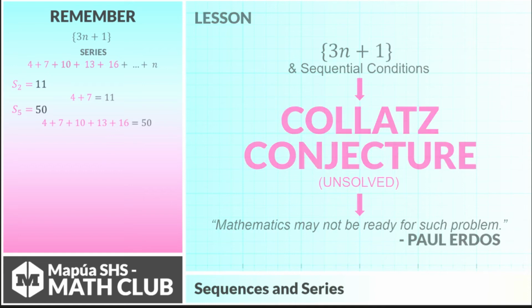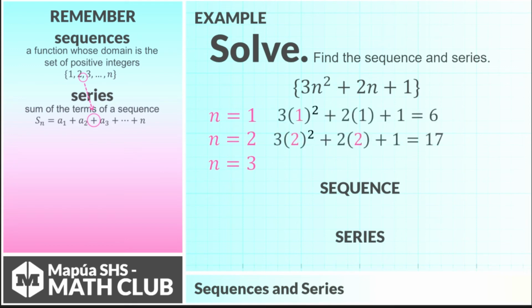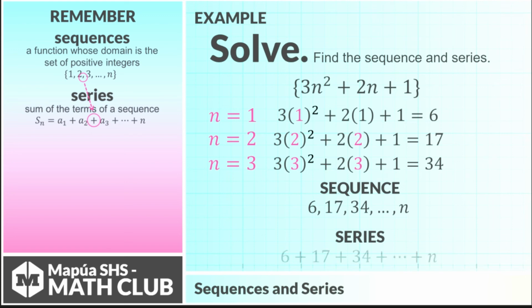Going back to our main topic, let us now try to solve the series and sequence of the expression 3n squared plus 3n plus 1. Like what we've done earlier, we just have to substitute 1, 2, and 3 to n, and we'll get 6, 17, and 34 respectively. From there, we can arrange the sequence to be 6, 17, 34, ellipsis, n. Why is it that I only conclude until the third term? It is because generally, 3 elements should precede an ellipsis for a pattern to come. Meanwhile, its series will be 6 plus 17 plus 34 plus ellipsis plus n.